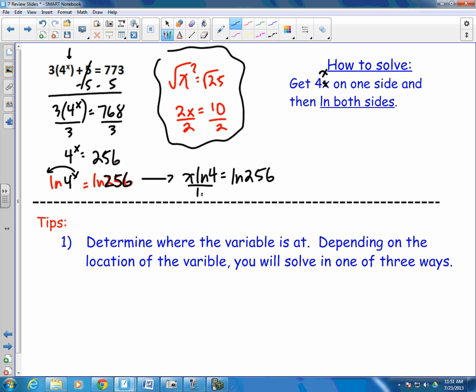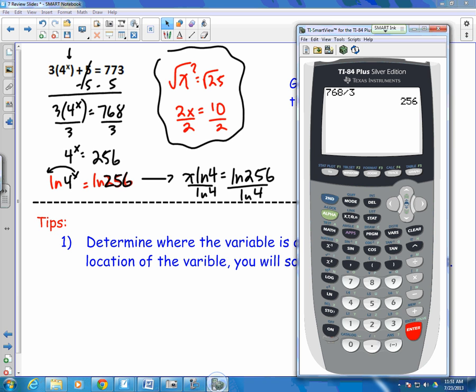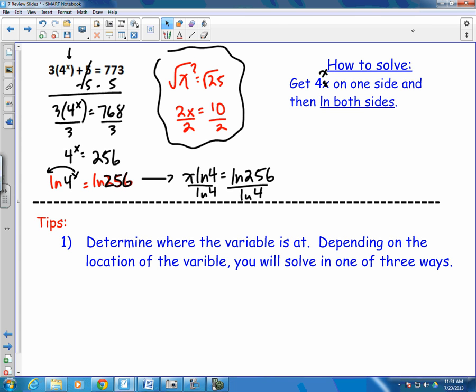So I'm going to divide both sides by ln 4. And here in your calculator, you just go to your calculator and say ln of 256, and ln is right next to the 4, divided by the ln of 4, and you're going to get your answer. In this case it is 4. And that makes sense, okay, because 4 to the 4th makes 256. So x equals 4.